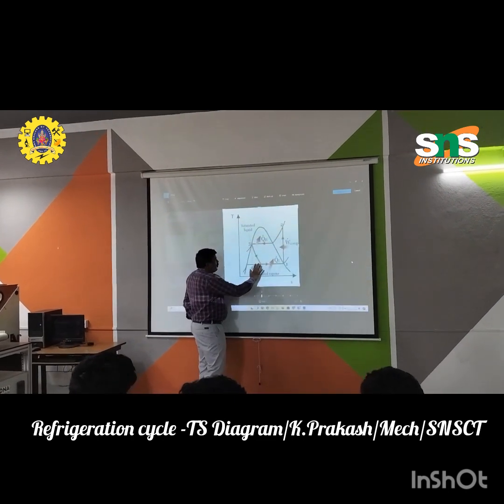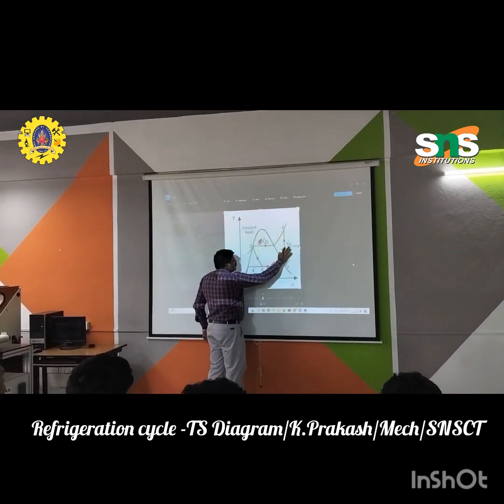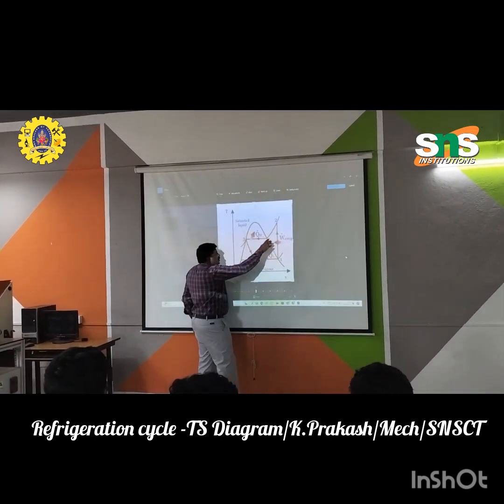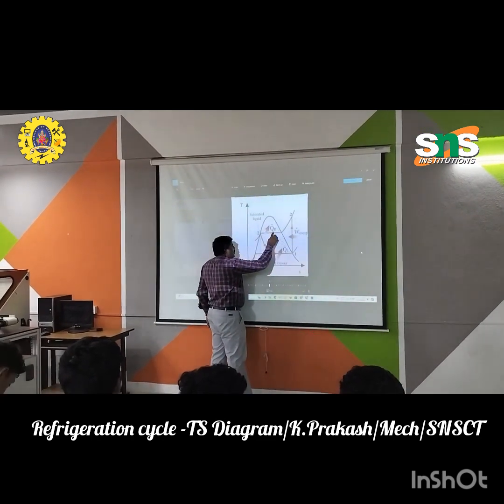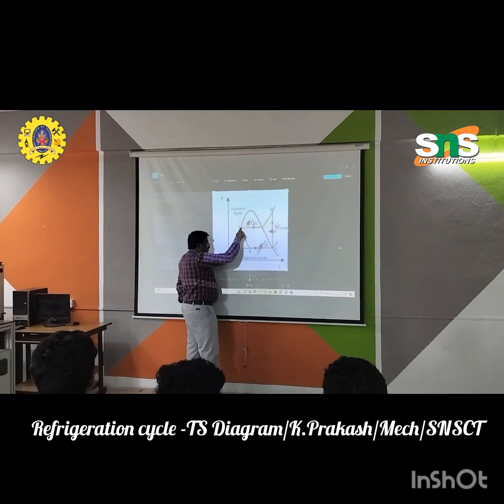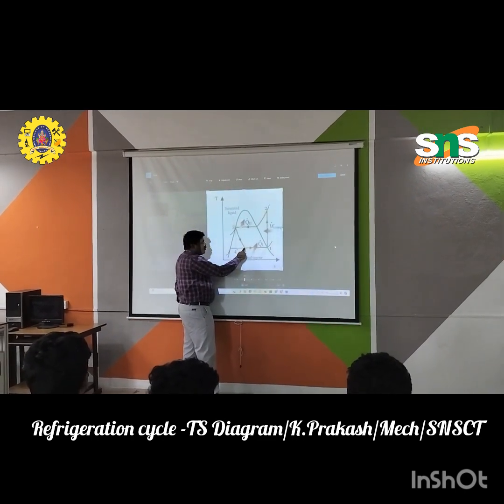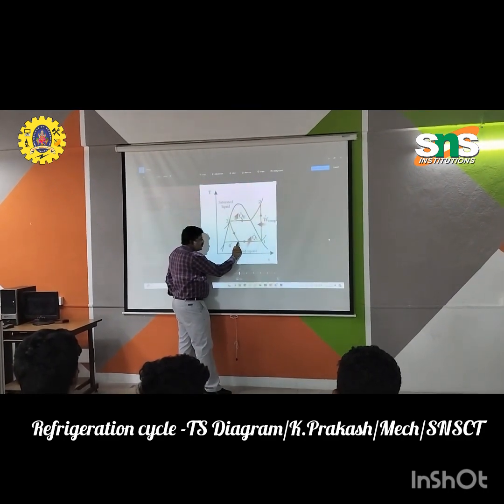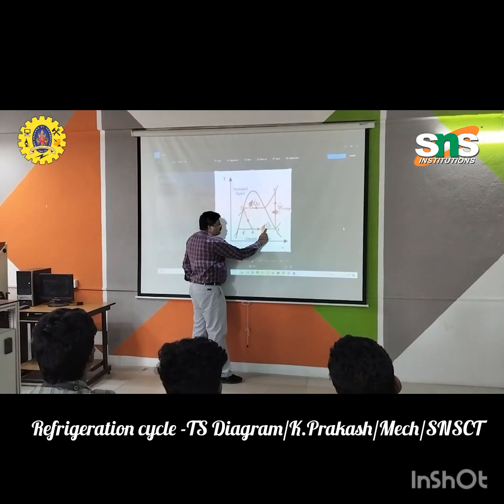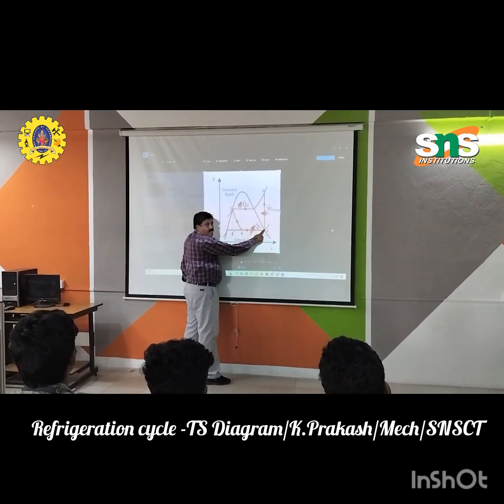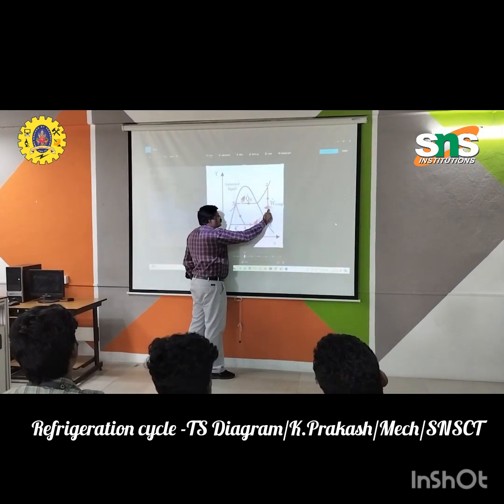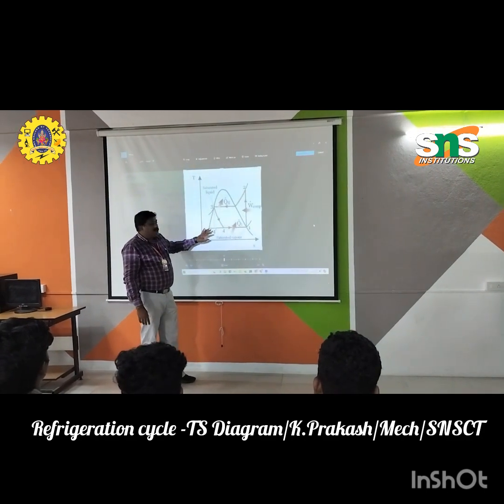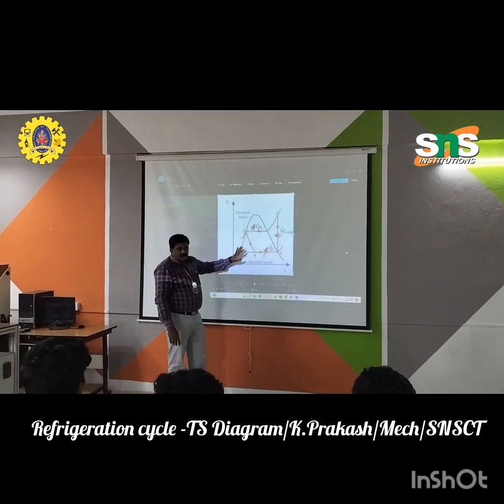Now you can see this difference. During the compression process it is in the state of superheated steam. When heat is lost or rejected outside, it becomes liquid. Again the liquid comes here, 3 to 4. When the heat is absorbed, the liquid is converted into wet steam and then finally dry steam. Again when the heat is absorbed, it becomes superheated steam. So this is the representation of the refrigeration cycle in the TS diagram. Are you clear? Thank you.